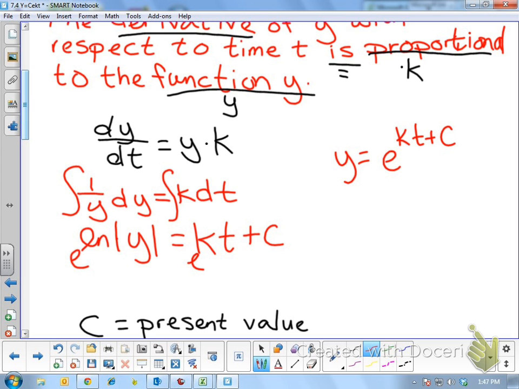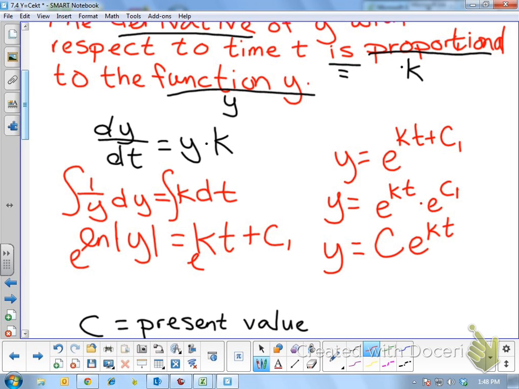And then the tricky part is something we practiced yesterday. What can I do when I have a plus sign? You take them, split them up and multiply them. So you get y equals e to the kt times e to the c. And what do we know about a constant raised to a constant? It's still a constant. So this is really, maybe we should have said C1, since this is now changing to C.